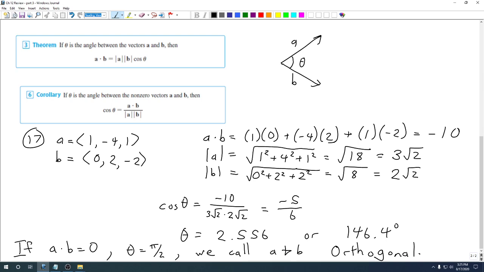But just be aware that all you need to do to actually know whether or not two vectors are perpendicular to each other is know that the dot product equals 0. It's just that easy.